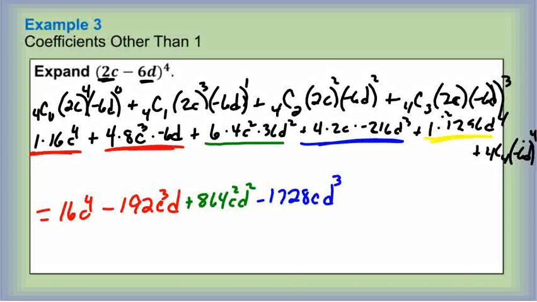Actually, no, not that one. That one is not times 2. Negative 6 to the 4th power is 1,296. So 1 times 1,296, this will give us a plus 1,296 d to the 4th. That would be my answer for that question.